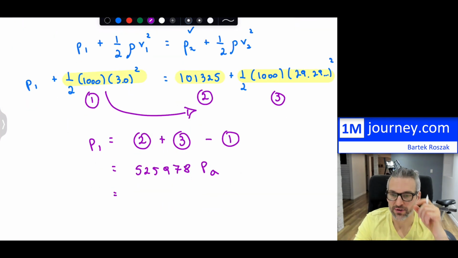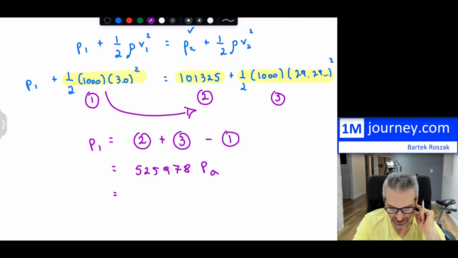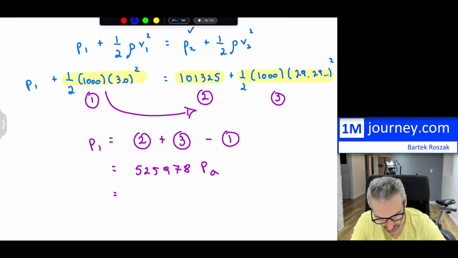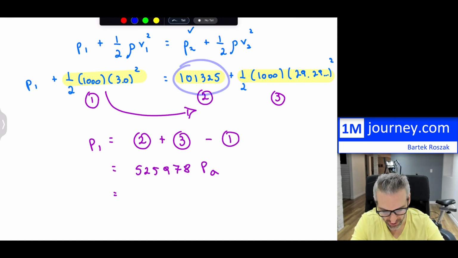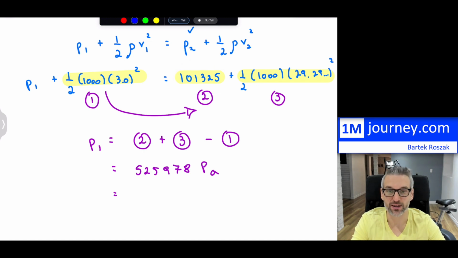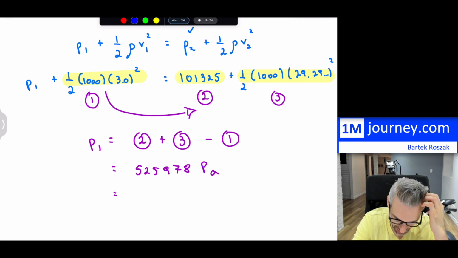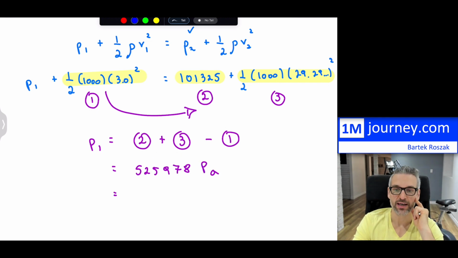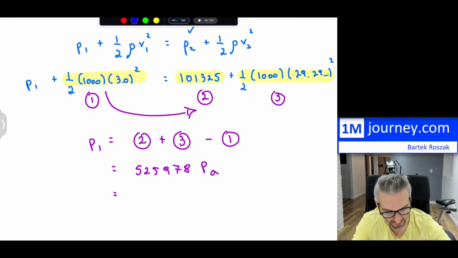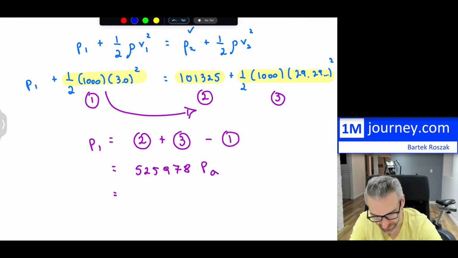Okay, so there you have it. All right, so it's quite a big amount of pressure. So notice that if it's open to the atmosphere over here, which is 101 kilopascals, notice that over here, it's about 5 times as much, that particular pressure. And that makes sense because this is moving so much faster over here. So it has to compensate, and then that pressure will be there.